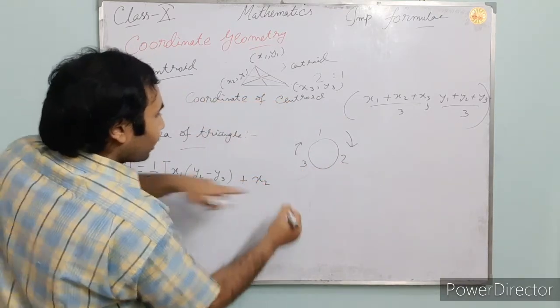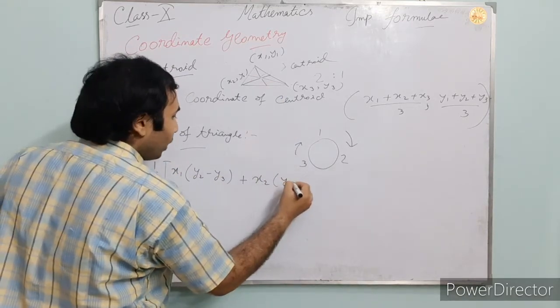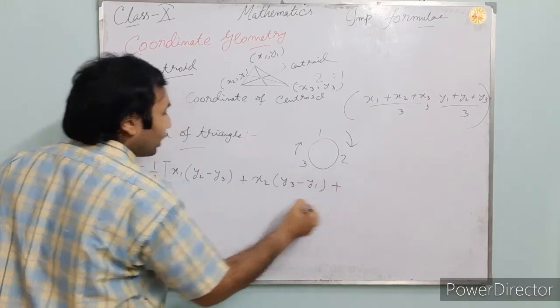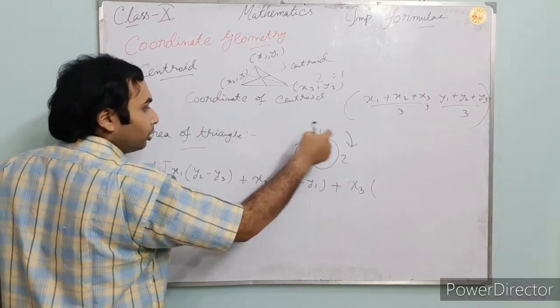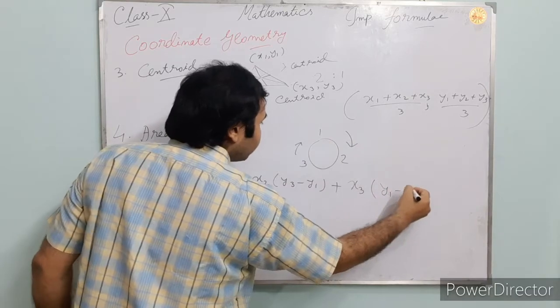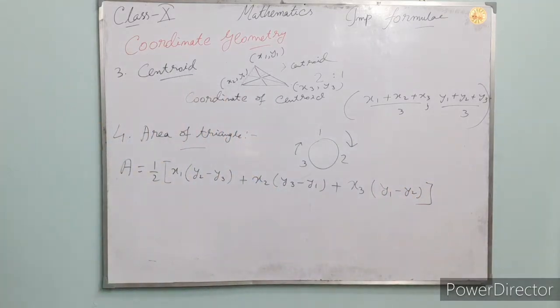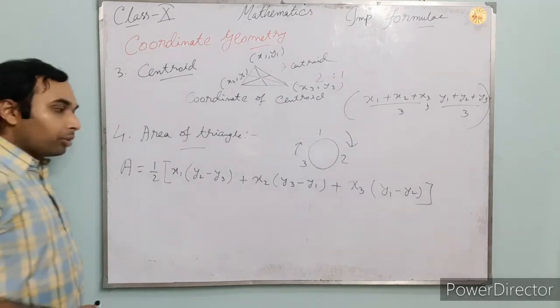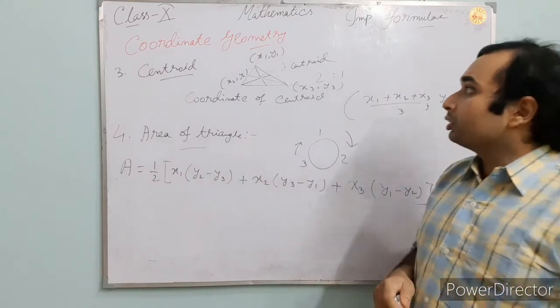Plus, now we are coming to x2, then y3 minus y1, plus we are coming to x3, so x3 into y1 minus y2. In this way you can keep in mind this formula. So those four formulae are there for coordinate geometry.